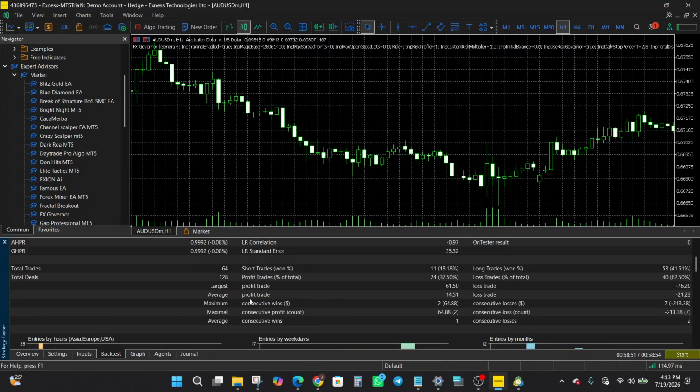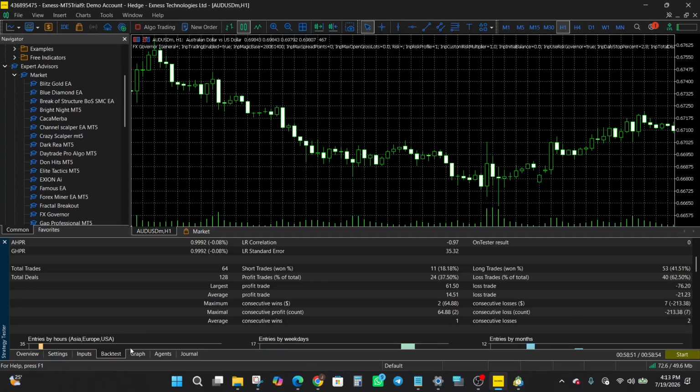Looking at the average profit and the average loss, we have average profit at $14.51, average loss $21.23. So the average loss was actually more than the average profit. And we had 2 consecutive wins, and we had maximum consecutive wins, and we had 7 maximum consecutive losses, and the difference is quite much.